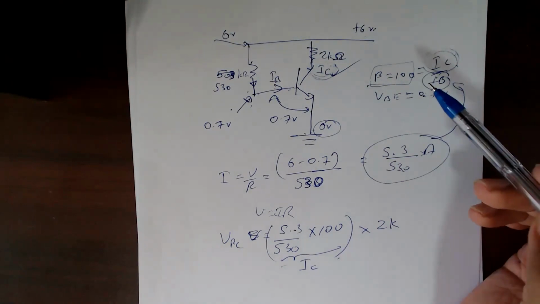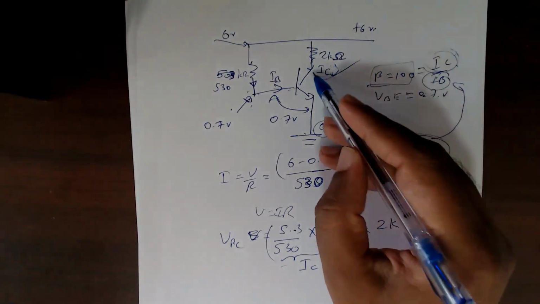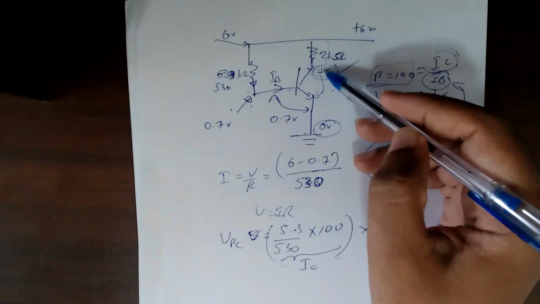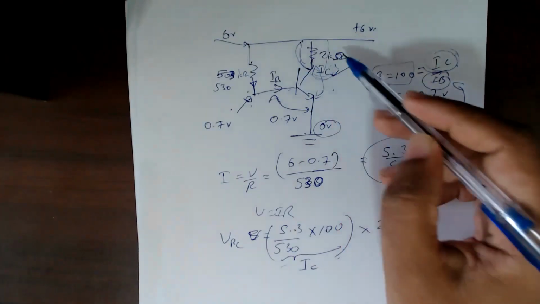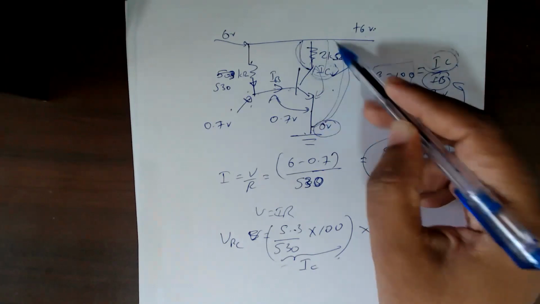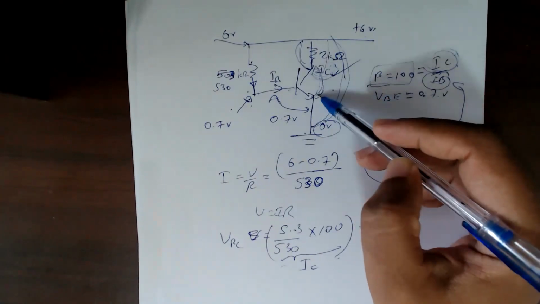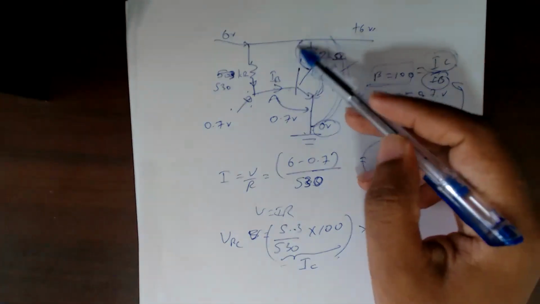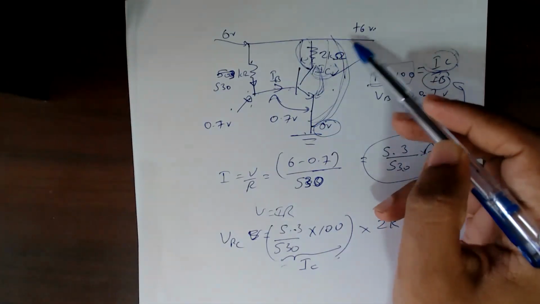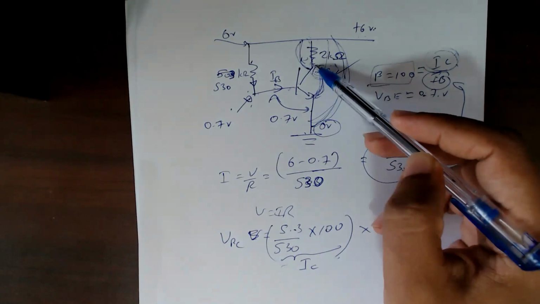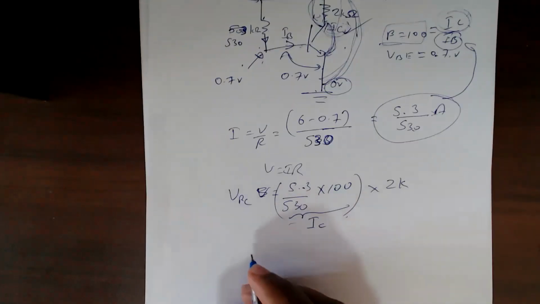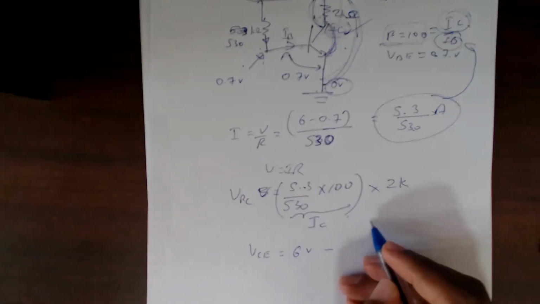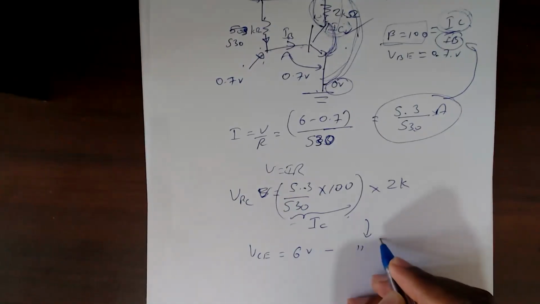Next one asks, find the VCE. How do you find the VCE? Now we know the voltage from here to here. We know the voltage from here to here. So the difference is here, right? From here to here, you will get this voltage. From here to here, you have 6 volts. So in between, you have this voltage. So VCE will be 6 volt minus whatever the voltage here.